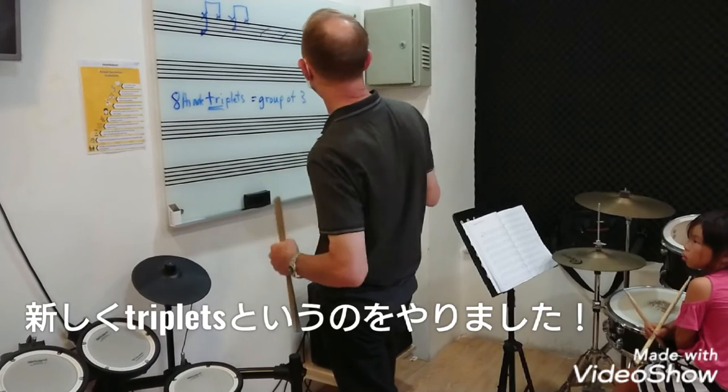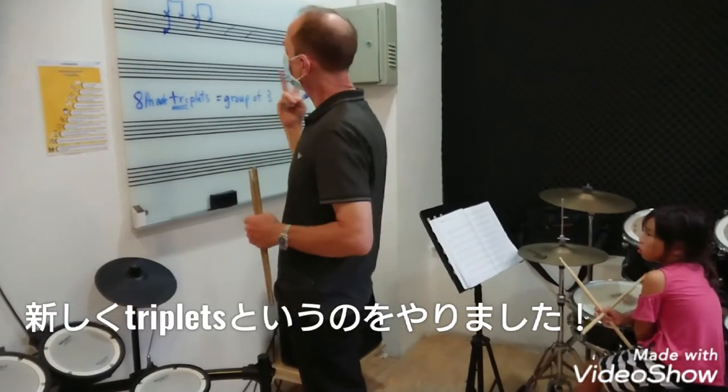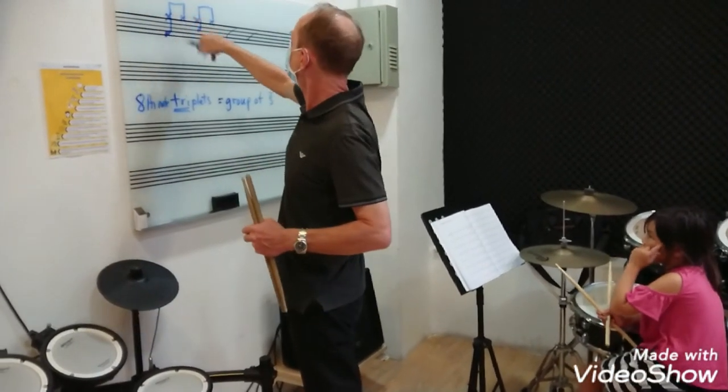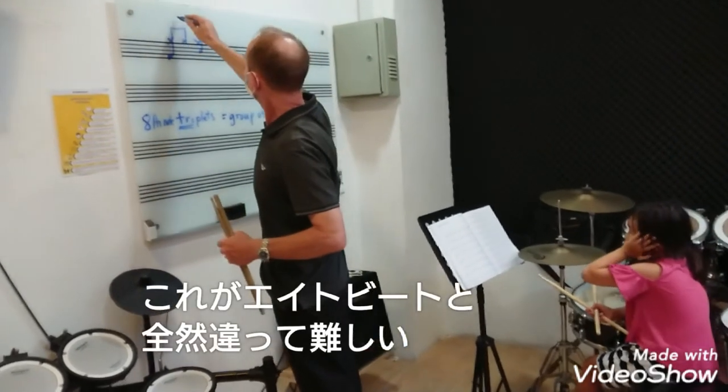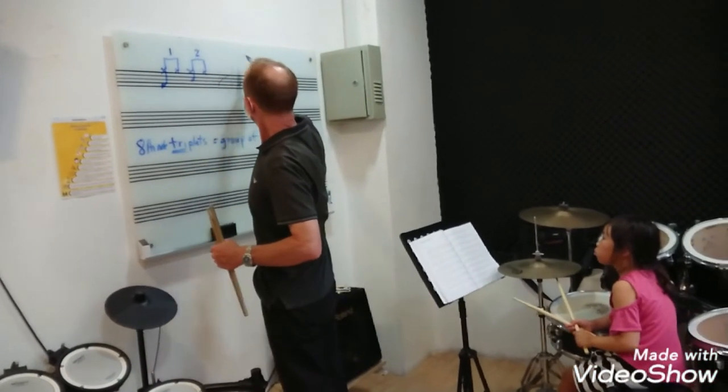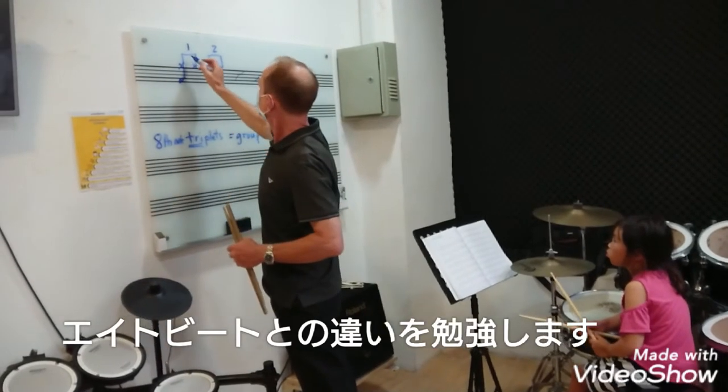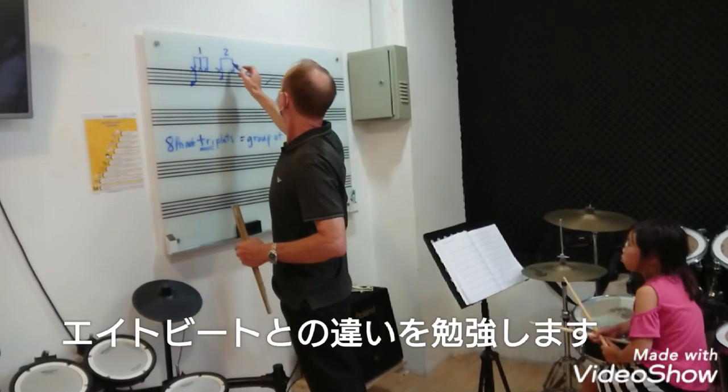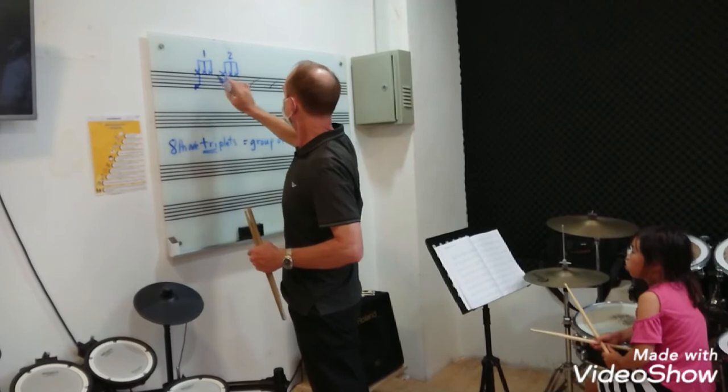1 and 2 and 3 and 4. There's two eighth notes in one beat. It's one beat. 1, 2, 3, 4. Now we have three. Okay. Now three of them.